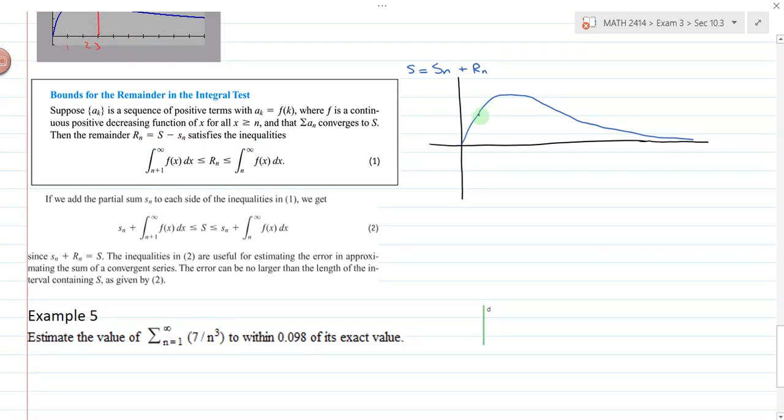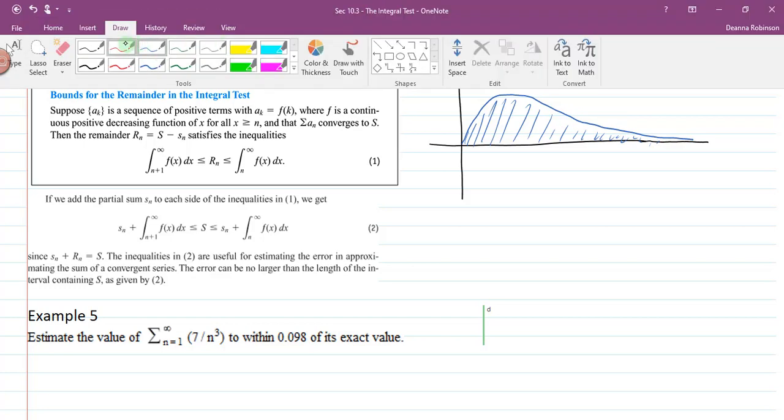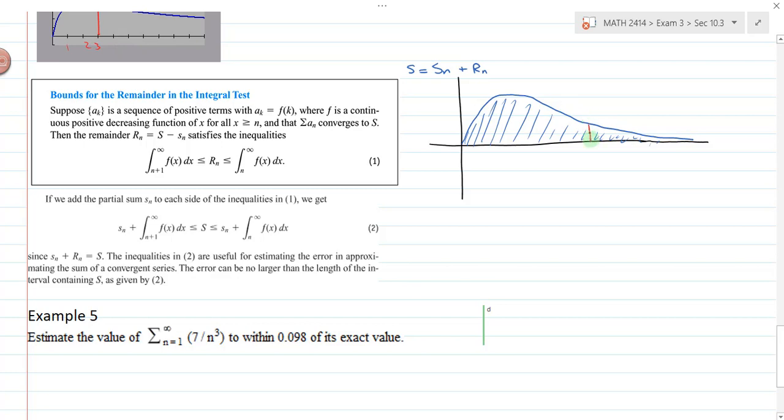So the total area under this curve right here would represent the sum. We don't know what that is though, because it's not exactly the same as the area under the curve. But we're going to take an arbitrary point here. Let's call this S sub n. This area right here would be A sub n, and it would represent the nth partial sum. What's left over out here is going to be the remainder for the nth partial sum.